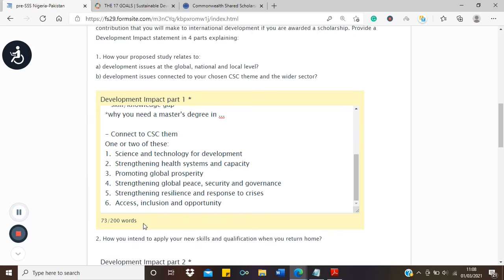And I look at strengthening resilience and response to crisis. It looks good for the example I just gave because there's an environmental crisis caused by oil spillage. We want to help the people affected, we want to help the environment, we want to help the animals. So strengthening resilience and response to crisis chimes well with what I intend to do.